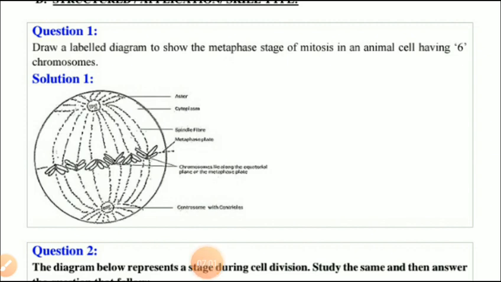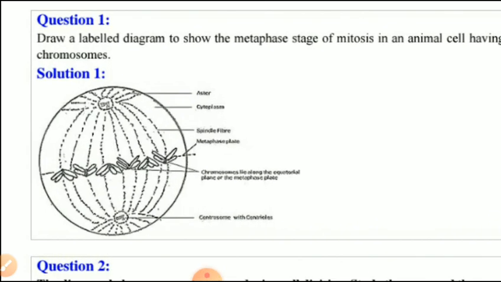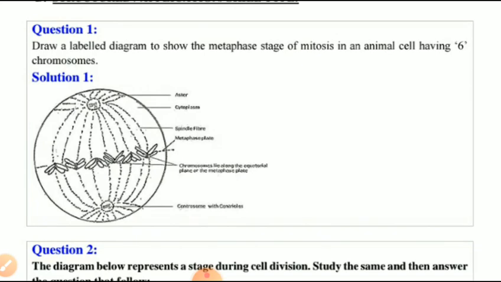Next question from your textbook, that is 4th. Draw a labeled diagram to show the metaphase stage of mitosis in an animal cell having 6 chromosomes. Answer is, okay, this is the metaphase stage of an animal cell which has 6 chromosomes. Is it clear?